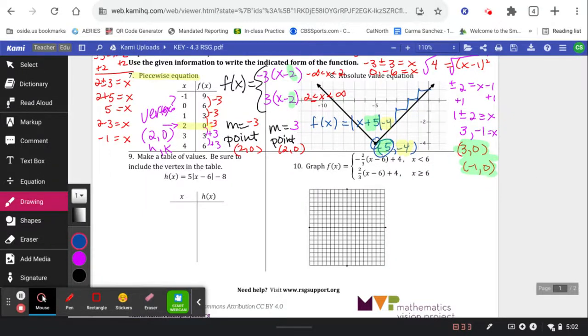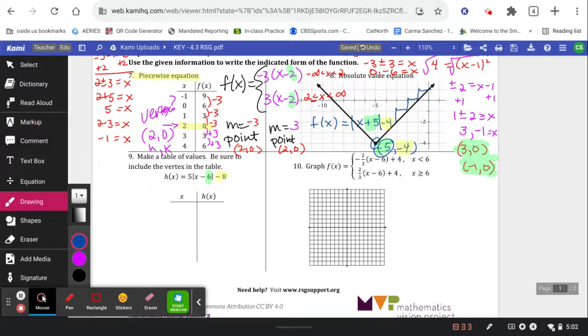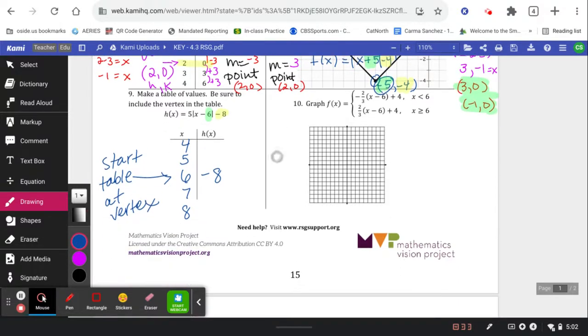Okay, this next guy, make a table of values. Be sure to include the vertex in the table. So right here's my h, right here's my k. That's where we want to start the table, at 6, -8, right there in the middle. So let's pick a couple points around it in the other direction, and a couple points around it in the other direction. So we want to start the table at the vertex in the middle, and then pick points around it.